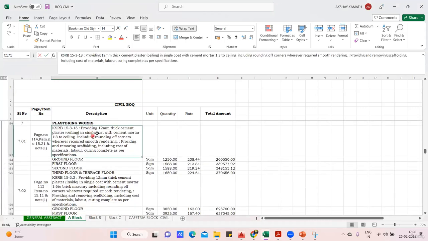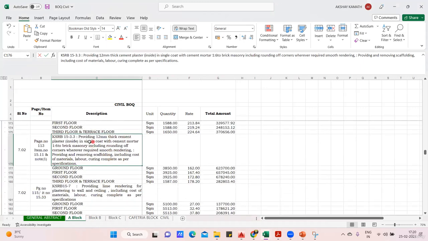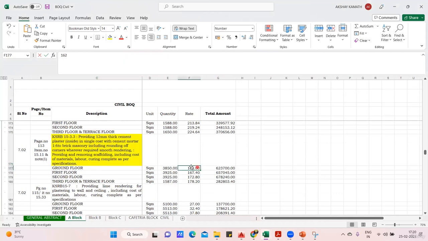So plastering work, you see, providing 12 mm thick cement plaster. This is for ceiling he has done. Okay, this one we want. Providing, yeah, concentrate on this. Providing 12 mm thick cement plaster inside in single coat with cement mortar 1:6 to the brick masonry. The rate he is quoting is 162 rupees.